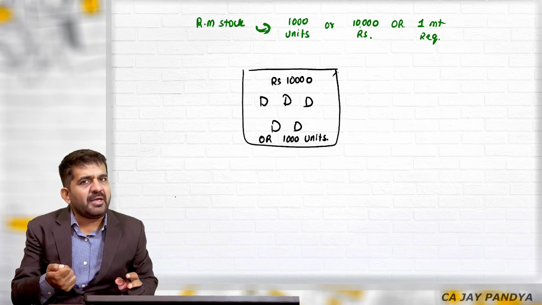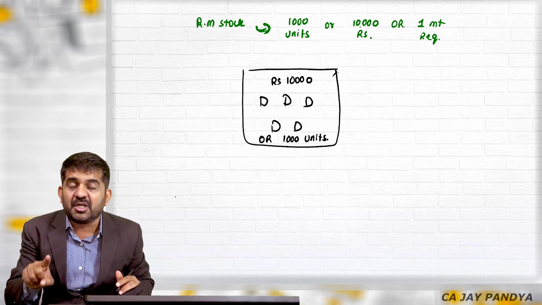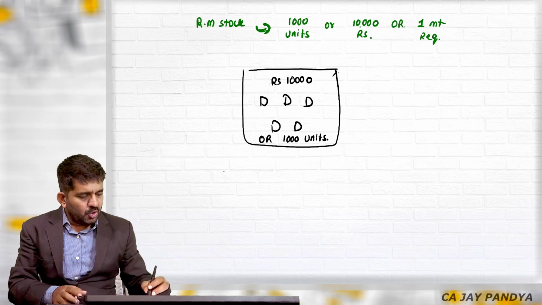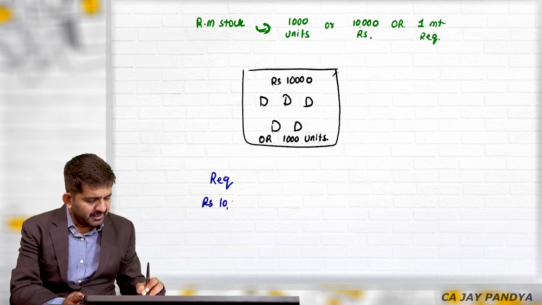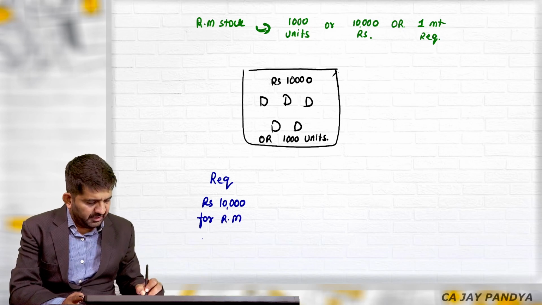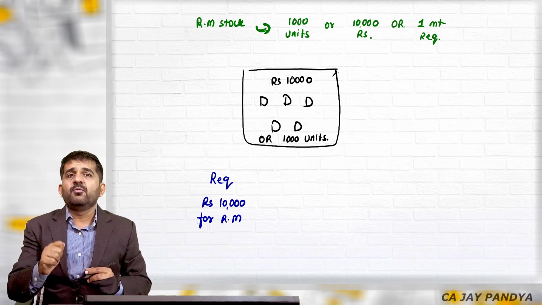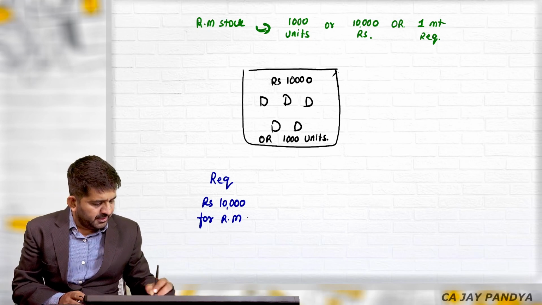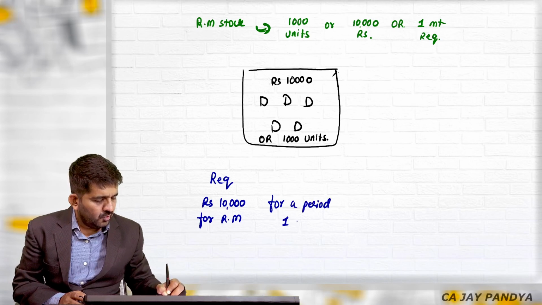I am starting my manufacturing business. I will purchase these 1,000 units of raw material for my stock. I will expend 10,000 rupees. So I will require rupees 10,000 for raw material. And here comes a very important point, concentrate. I want this rupees 10,000 for a period of 1 month.